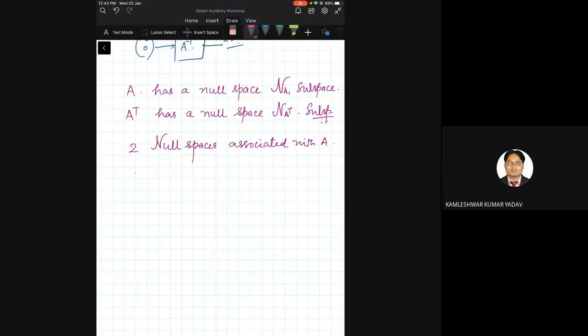What is that? One is, as a result, the set of solutions to Ax equal to 0. And the other one is some A transpose y equal to 0. I want to look at this y.